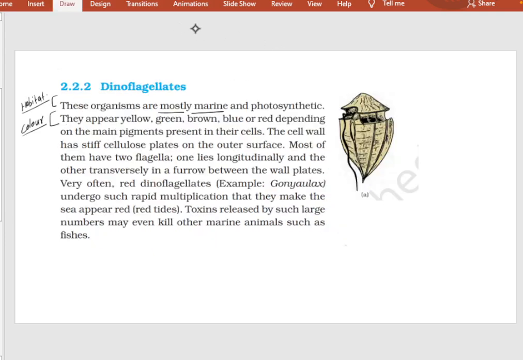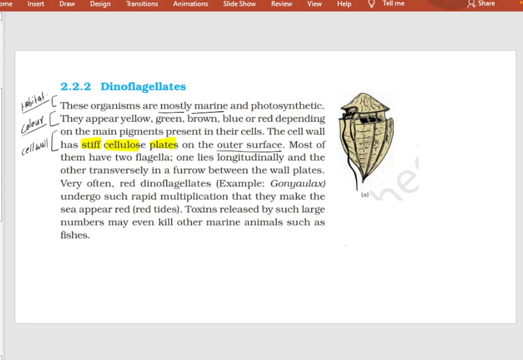What is mentioned? See here. Stiff, made up of cellulose, plates. Where are they present? On the outer surface. Cell wall only, na? Cell wall is stiff, hard, rigid, made up of cellulose. Plates are there on the outer surface.